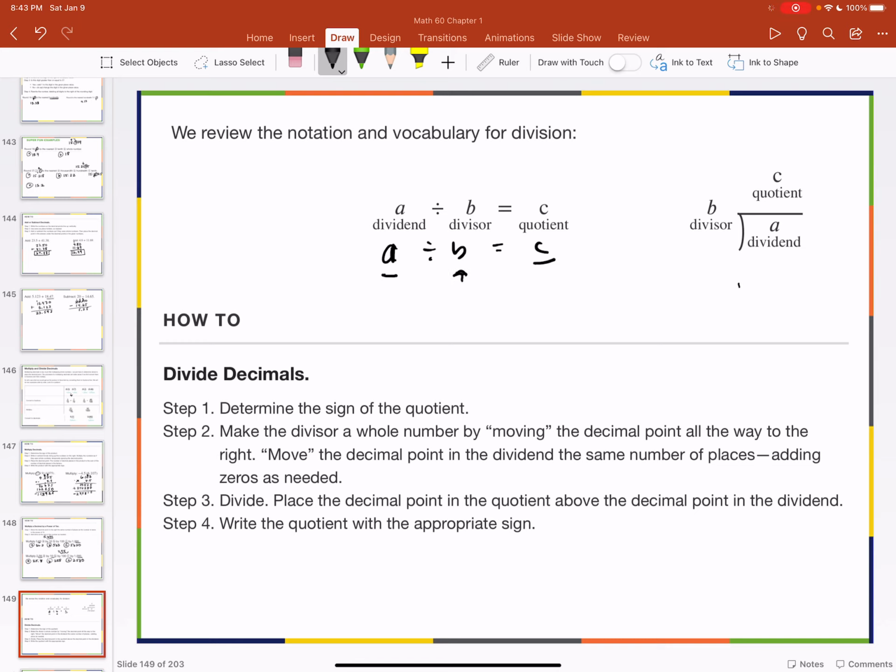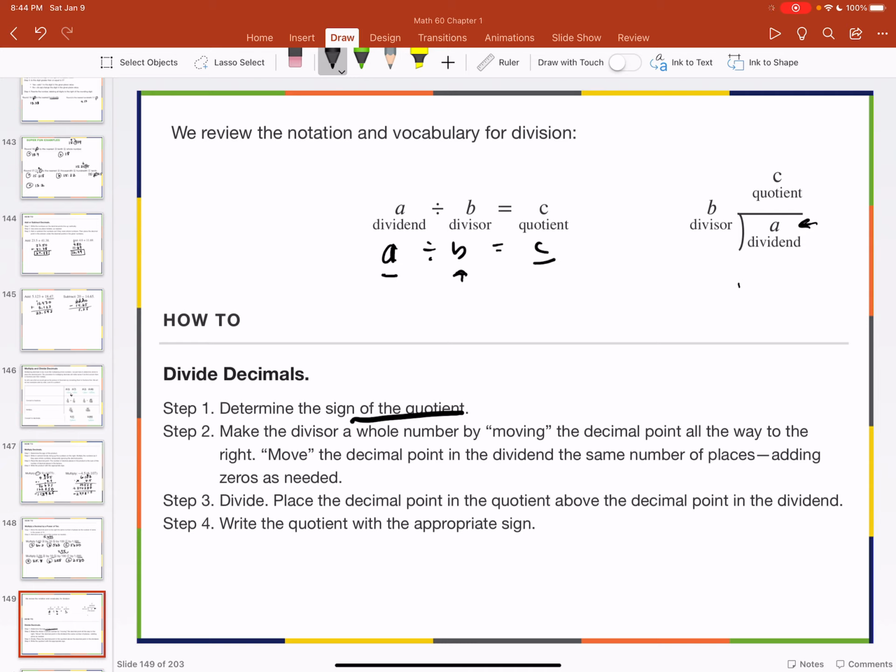If I rewrite this in the little house, A would be the dividend, B is the divisor that you're dividing by, and C is the quotient, the answer. To divide decimals, the first thing we do is determine the sign: positive divided by positive, positive divided by negative, or two negatives. Remember the rule: same signs are positive, different signs are negative when multiplying or dividing. And we make the divisor a whole number by moving the decimal point all the way to the right.